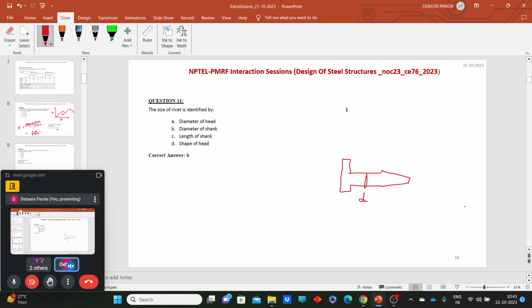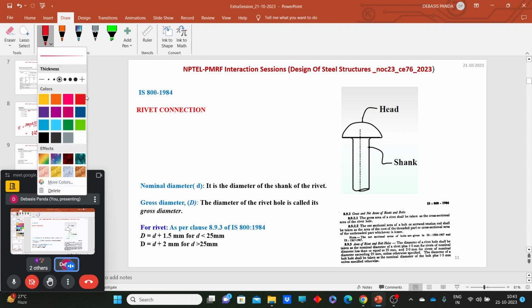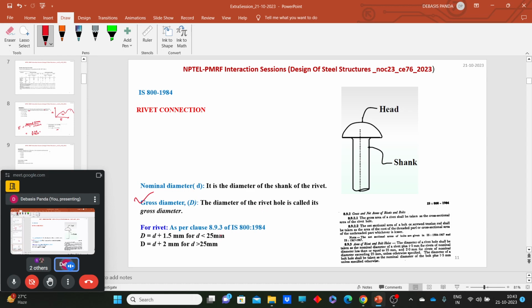Okay, so let's quickly go through some of the other concepts of rivets, like what should be the gross diameter or the hole diameter. In bolts we have a dedicated Table 19 for calculating the hole diameter depending on different kinds of slot size. But for the rivets, you need to remember that as per clause 8.9.3 of your IS 800 1984, because 2007 doesn't include the riveted part.